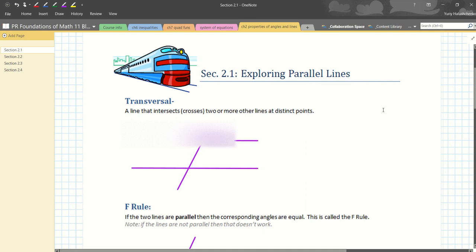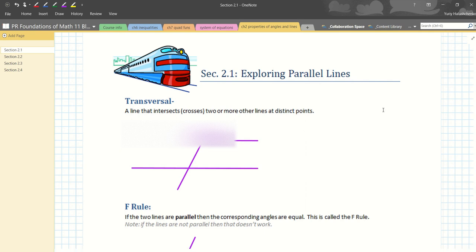Before we do any sort of questions or examples, let's take a look at some definitions. All these definitions are also in the online textbook. So if you go to the Nelson website, which I already posted the link for, you can also listen to the definitions if you want. So the first definition is transversal. What's a transversal? It's a line that will cross or intersect two or more other lines at distinct points.